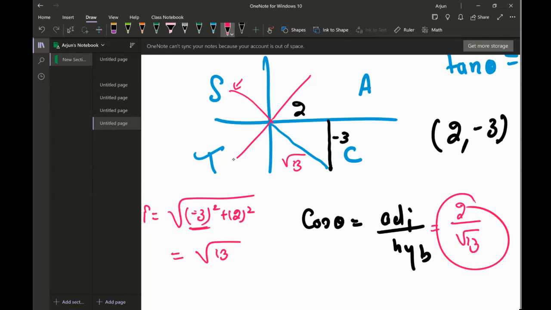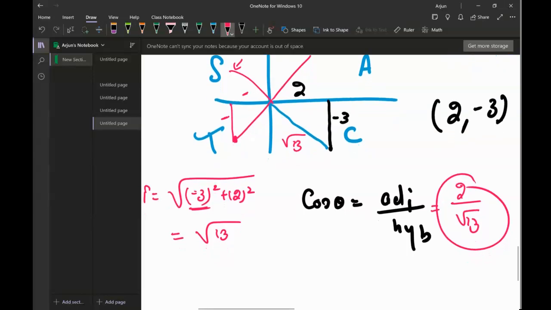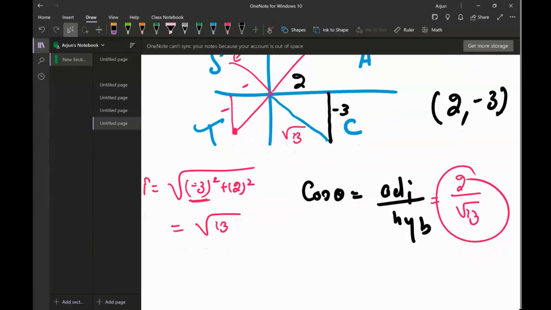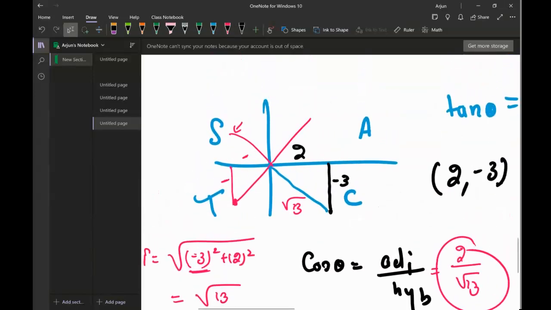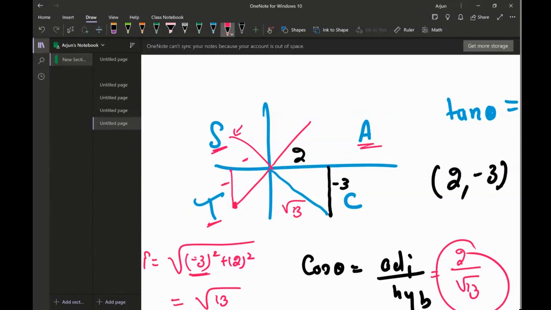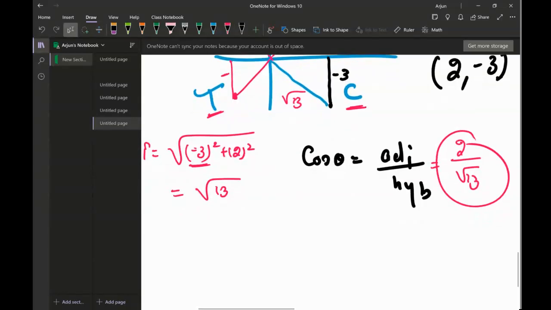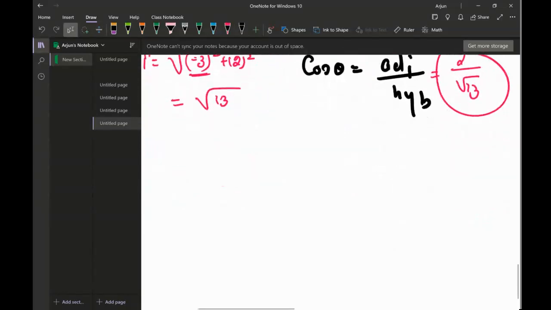So I can clearly see the number came out to be positive. In the same way, if you take any point here, the tangent value will be positive because both negatives cancel out each other. So this was a little bit about why all are positive here, why only sine is positive, why tangent is positive, and why cosine is positive in this particular quadrant.